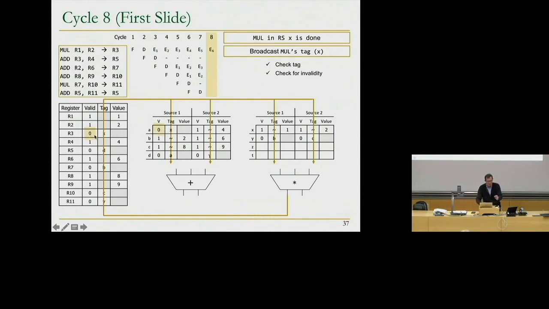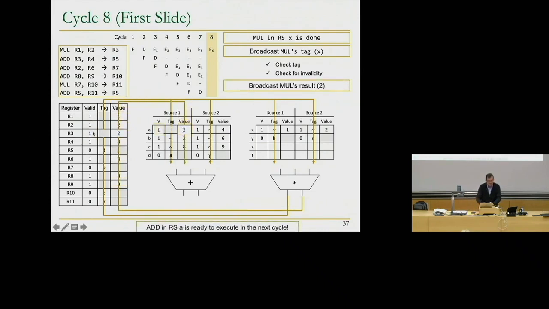So what happens is these locations compare the tag to the broadcast tag. If the tag matches, and if the valid bit is 0, that means that they're really waiting for this value. So what they do is they capture the result, which is also broadcast, and become valid. Because they were waiting for that value, and they got it. And as a result, this instruction now can execute because its source register 1 is valid and source register 2 is valid. So it's ready to execute in the next cycle. In the next cycle, this is going to go into the adder. Okay, this is the first slide. So we broadcasted the tag and we broadcasted the value. That's a lot of wires. Let me finish this and then we're going to be done.